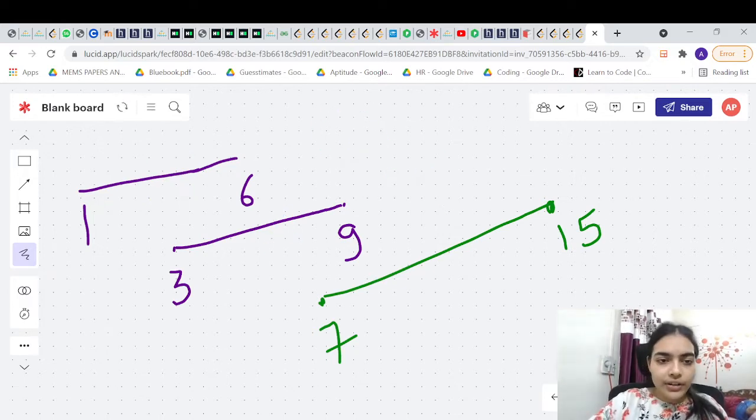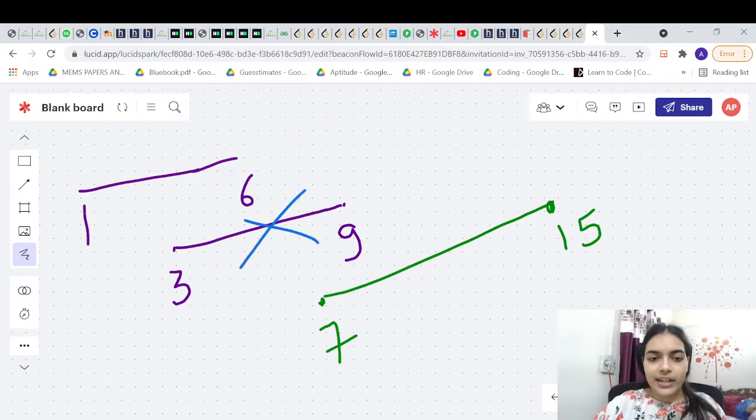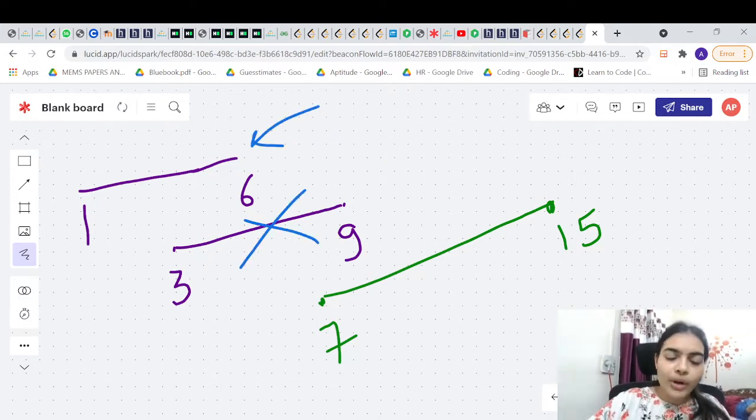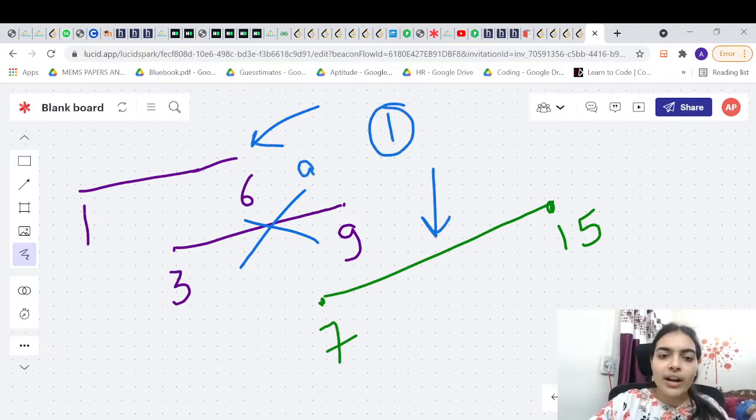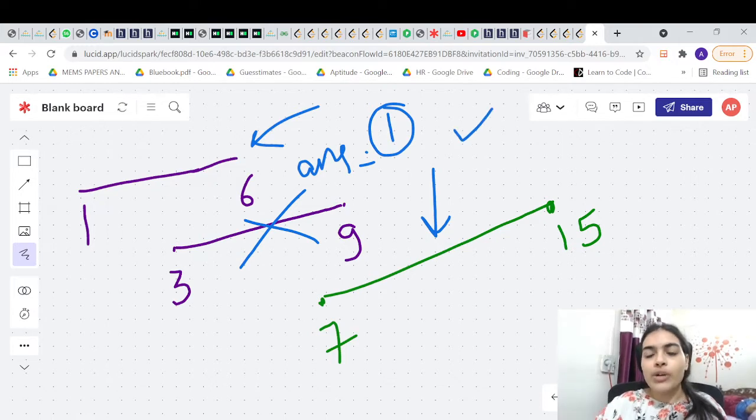But between these two, if you had chosen to delete the second interval, what will happen? The first and third interval will not overlap. So your answer is just 1. With one deletion, you will be able to achieve your answer.